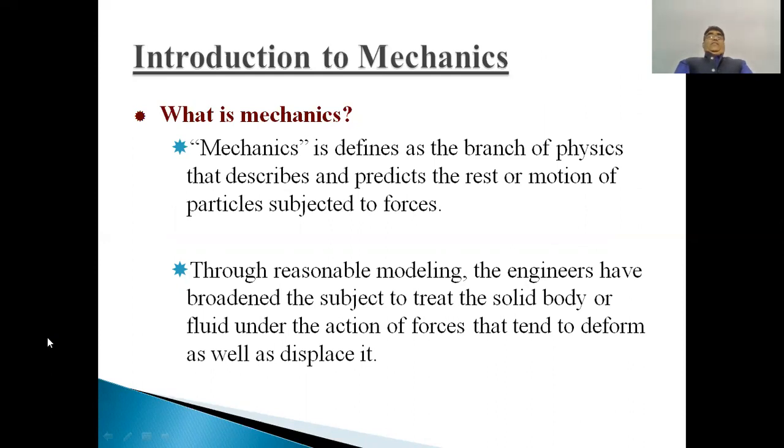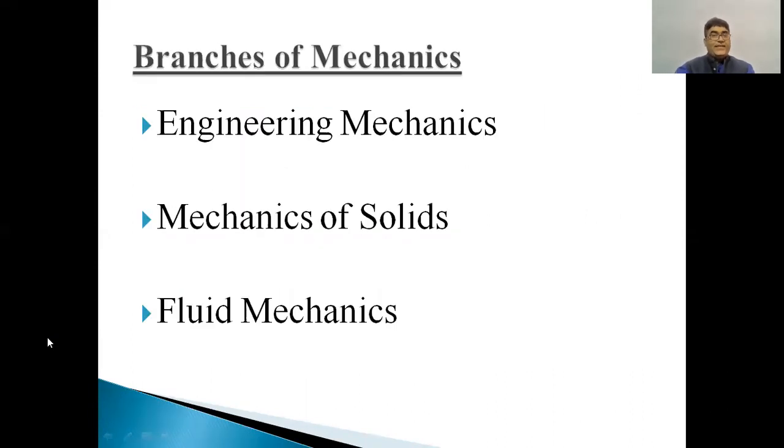What is mechanics? The introduction part of mechanics. Mechanics is defined as the branch of physics that describes and predicts the rest or motion of any particle subject to various forces. Through reasonable modeling, engineers have broadened the subject to treat the solid body or fluid under the action of forces that tend to deform as well as displace it.